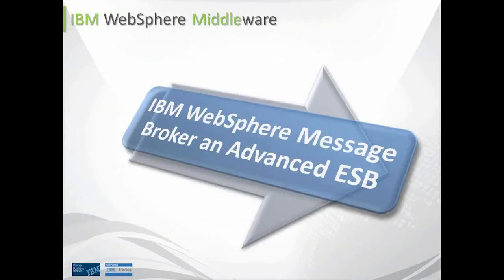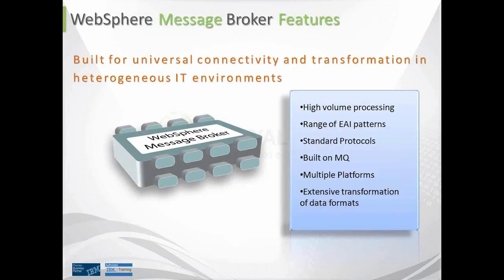So IBM Message Broker falls under this ESB category actually. It's called an advanced ESB. It's built for universal connectivity and performs the transformation in a heterogeneous environment. Basically, why it's called an advanced ESB is it can do any to any kind of transformation, transforming messages from any format to any format. It supports a wide range of formats, a wide range of applications, and also it does the transformation at a very high speed, almost 10,000 messages per second actually, and it is available on multiple platforms actually. Basically now it is supported on a wide range of platforms as well.